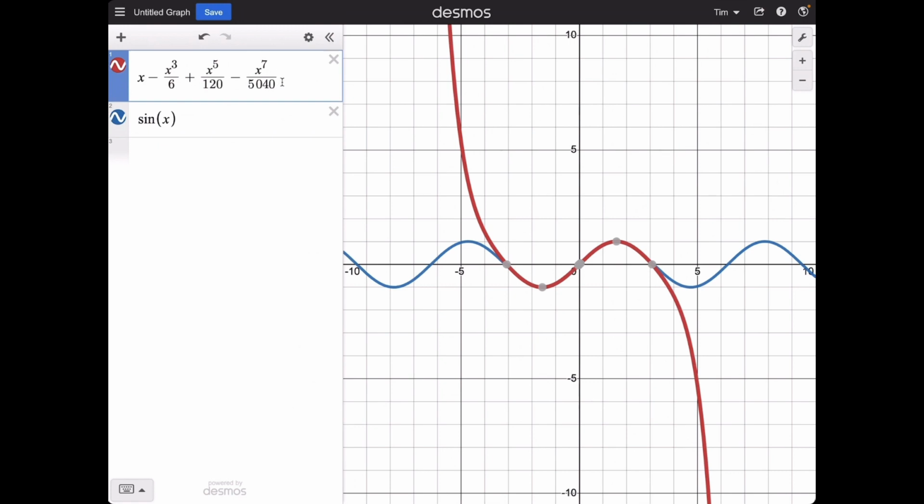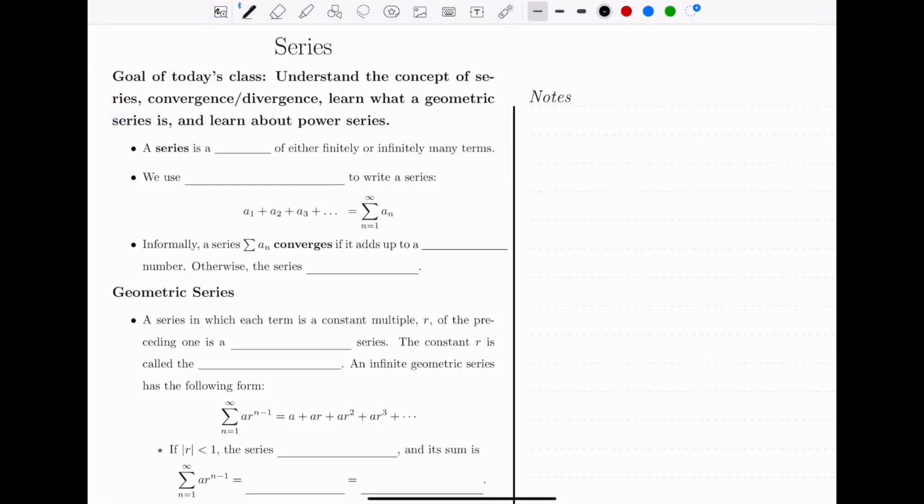We'll see that if we were to continue this pattern, whatever it is, we could create an infinite polynomial that would be precisely equal to sine of x. That's something that we'll learn in future sections. So now, let's look at the concept of what a series is. By the way, those polynomials that we were just graphing, they're actually related to something called power series. What we were graphing are finite power series.